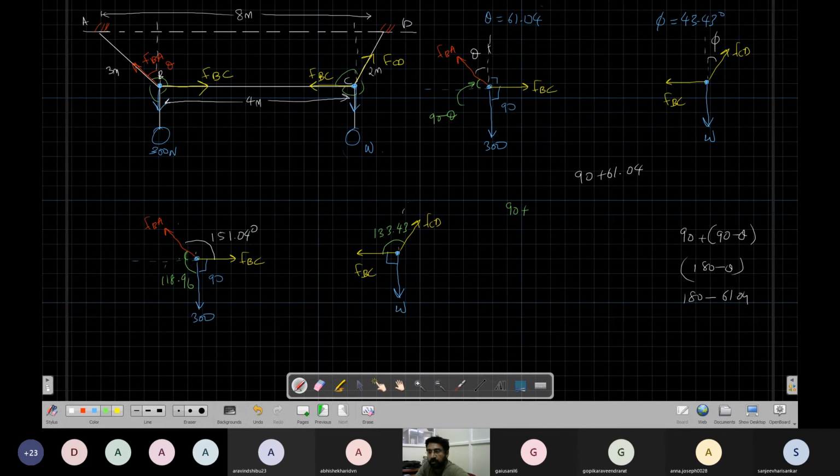And this will be 180 minus 43.43, which is 136.57.